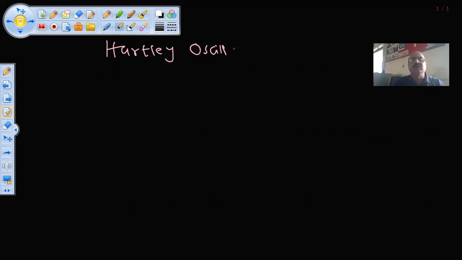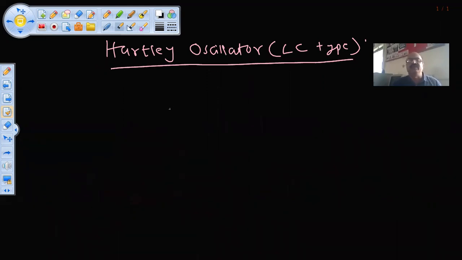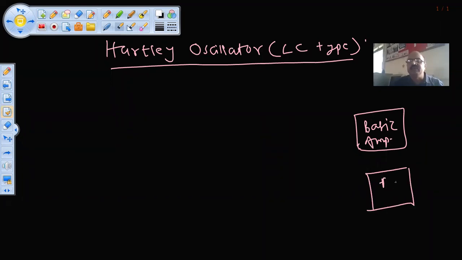Hartley is the name of the scientist who actually designed this oscillator. Hartley oscillator is of LC type. LC means inductor and capacitance are used. So as usual, what is the basic condition for oscillation? You must have a basic amplifier. Then you must have a feedback network, that we know. In oscillators, we use positive feedback.